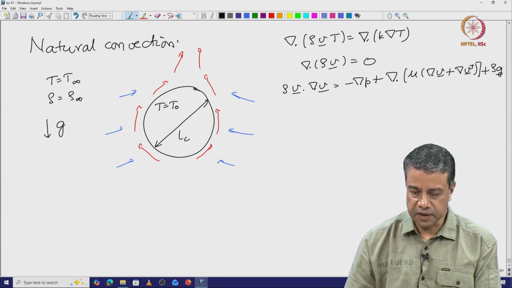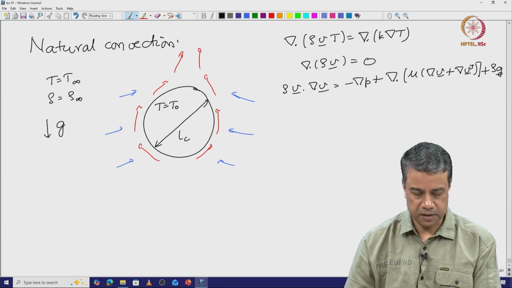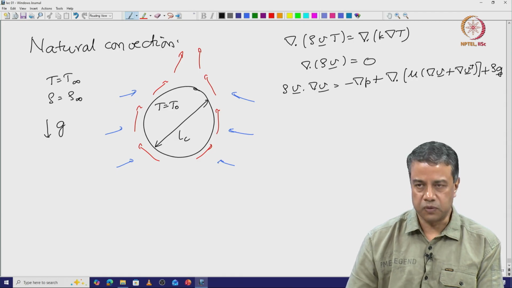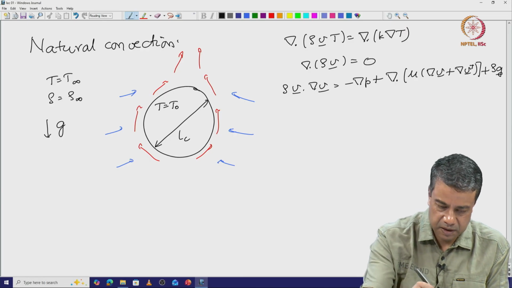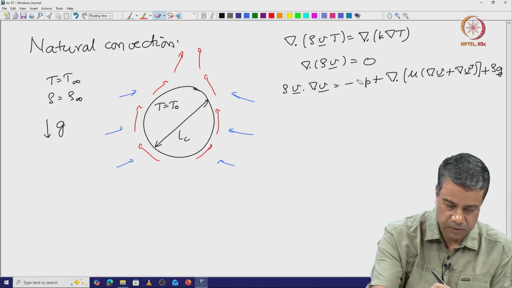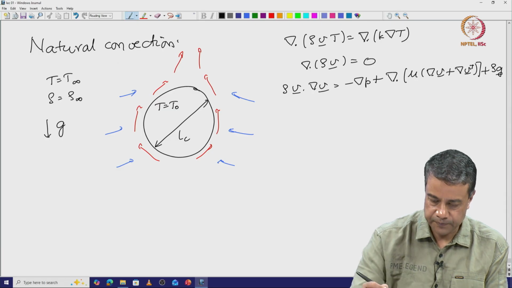We can make a simplification to the momentum conservation equation. If there were no flow, then there would be a stratification in the density, in the momentum conservation equation.